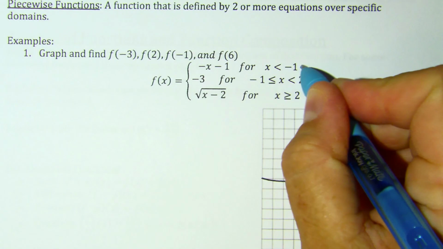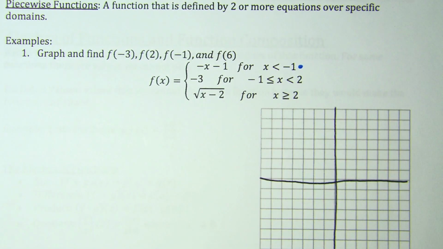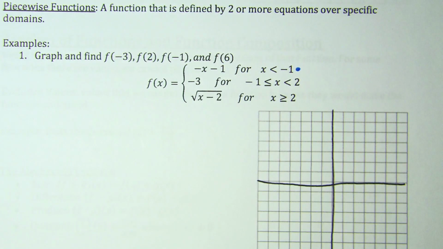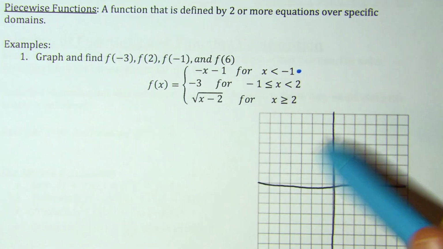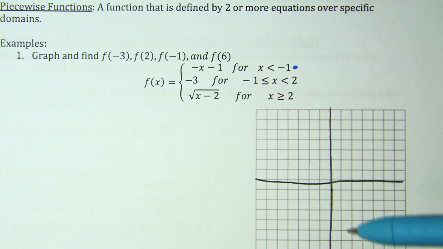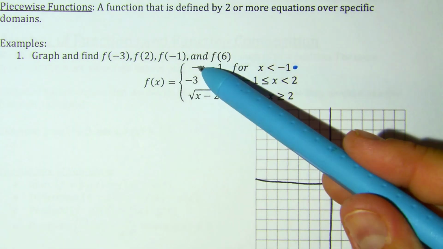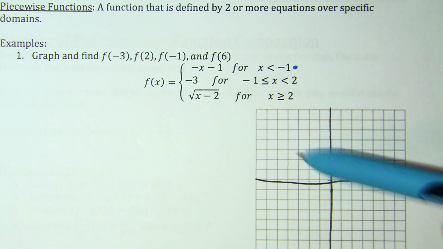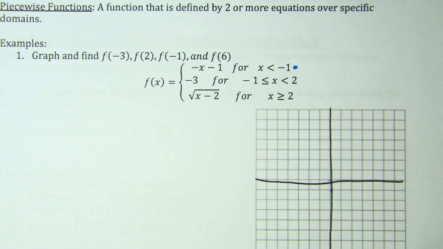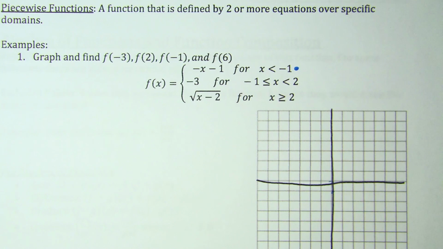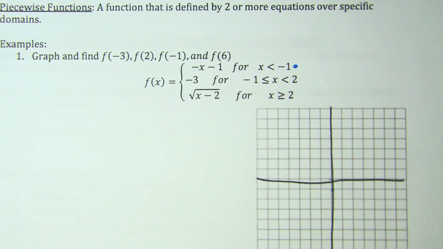But I'm going to graph this function here in this light blue color. And negative x minus 1. If I were to graph that just by itself, I would use my y-intercept at negative 1. And then from there, I have a slope of negative 1, so I could go up 1 and over 1 this direction, so it's a negative slope, or I could go down this direction. But this function is only defined where x is less than negative 1.